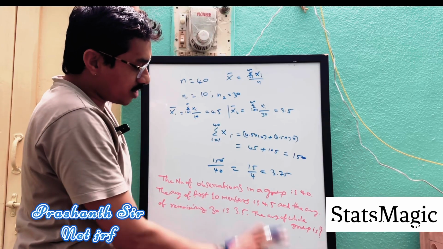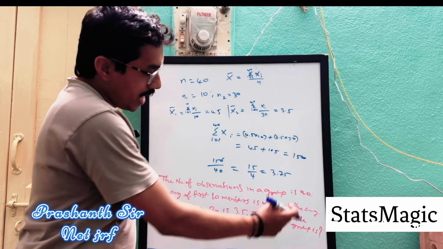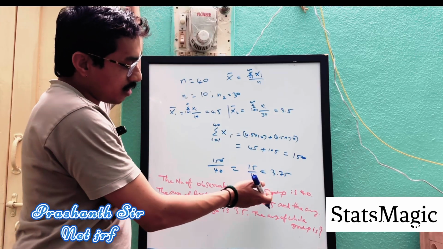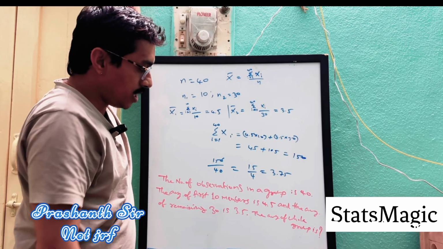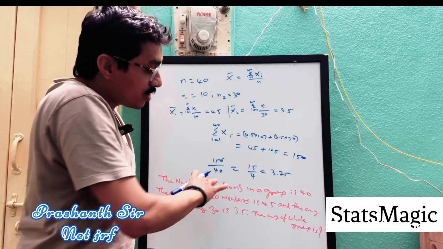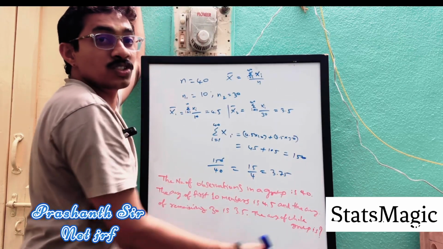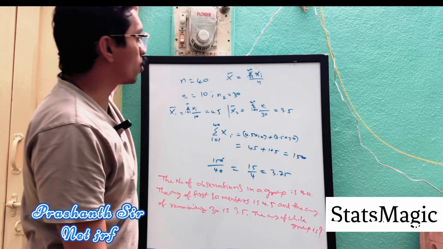The average of the first 10 members. So out of 40, the average of the first 10 members is 4.5. And the remaining members, that means out of 40, 10 are taken, so the remaining are 30. The average of these 30 observations is 3.5. But what is the average of these 40 observations, the overall average, the average of the whole group?